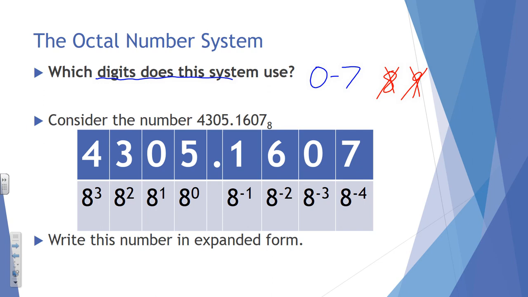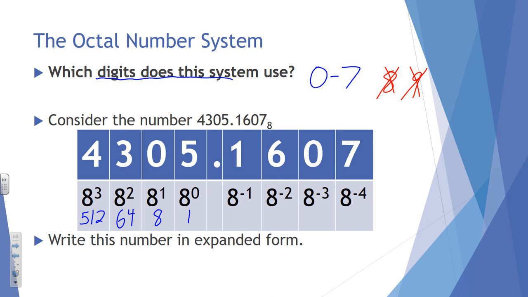So let's expand this number. Again, if we start in our ones place, 8 to the 0 is 1. 8 to the first power, this would be our 8's place. 8 to the second makes us our 64th place. We used to call that the hundreds place in base 10. And 8 to the third is 512.